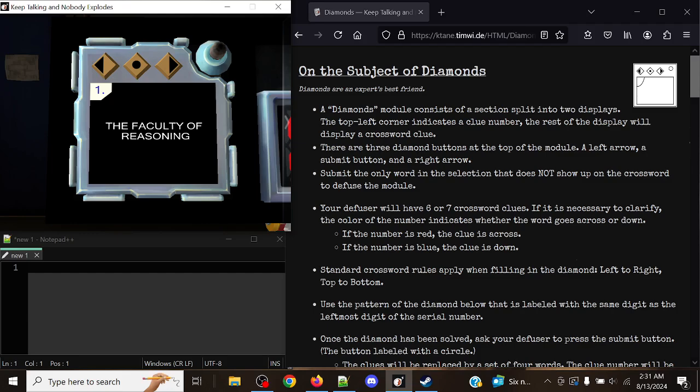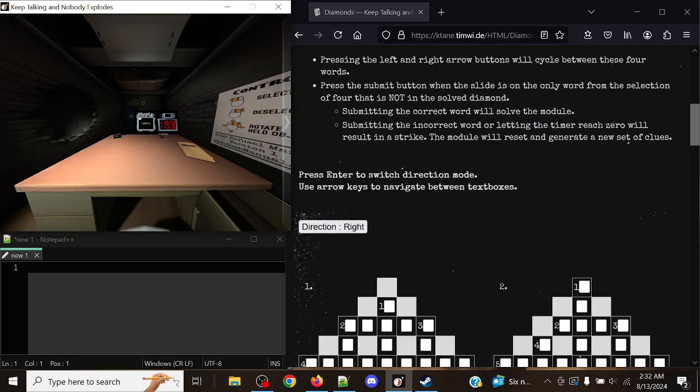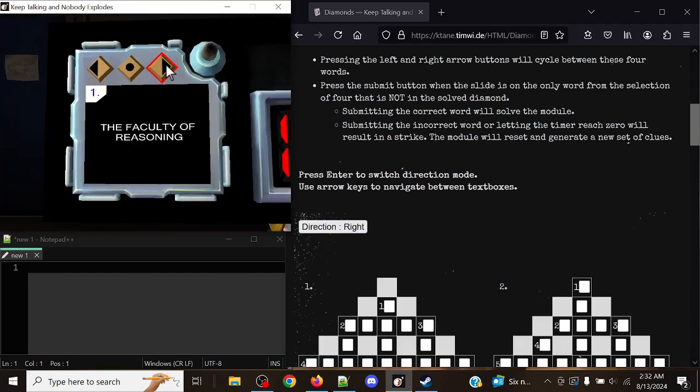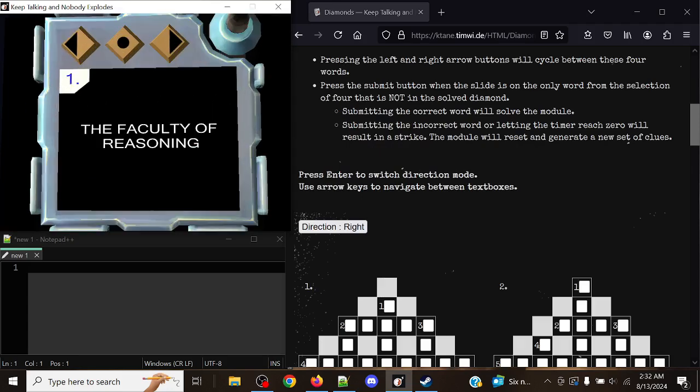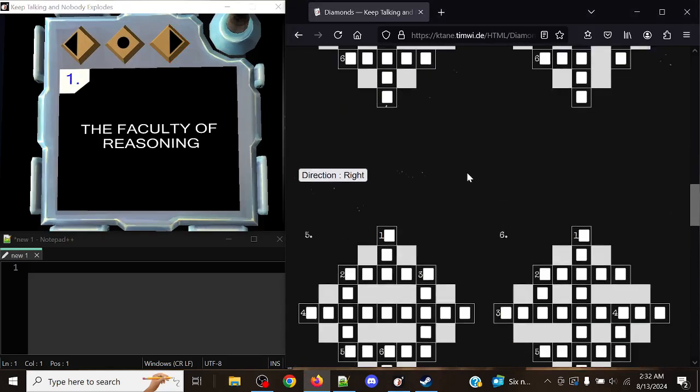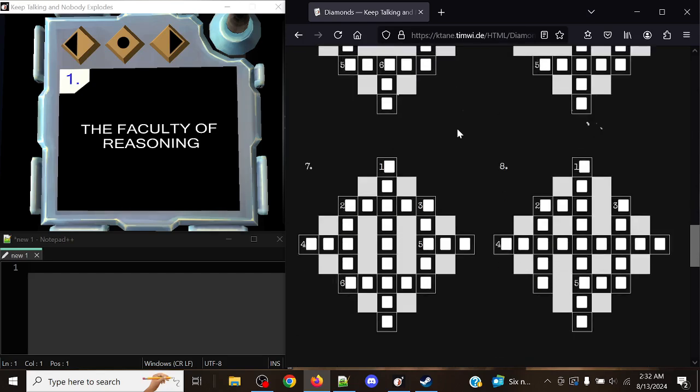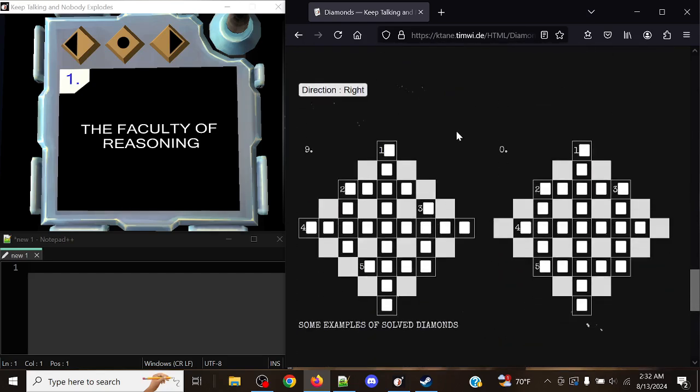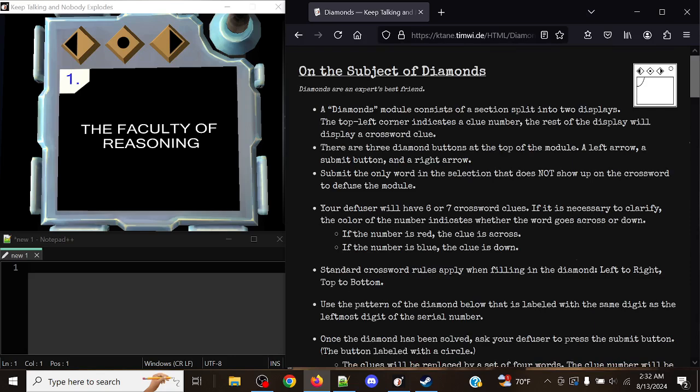This module was from, I believe, a Keep Writing So Nobody Explodes round. It's very similar to a crossword, effectively. On the module, we're going to have a series of clues, as well as a number with a specific color, being blue or red, that will show what we can be looking at here. If we scroll down into the manual, we have a series of different diamonds that we're going to be working with. So let's have a look and see what we need to do here.